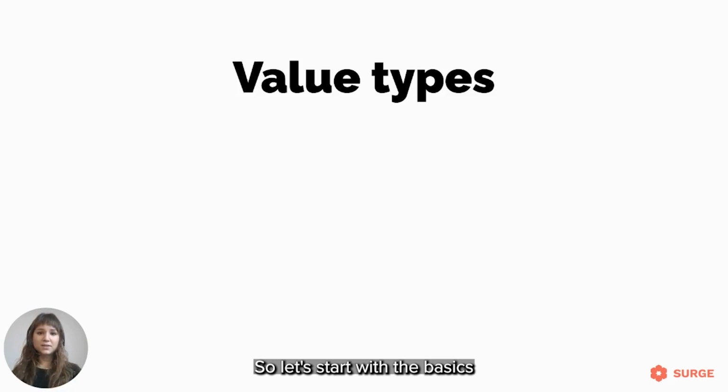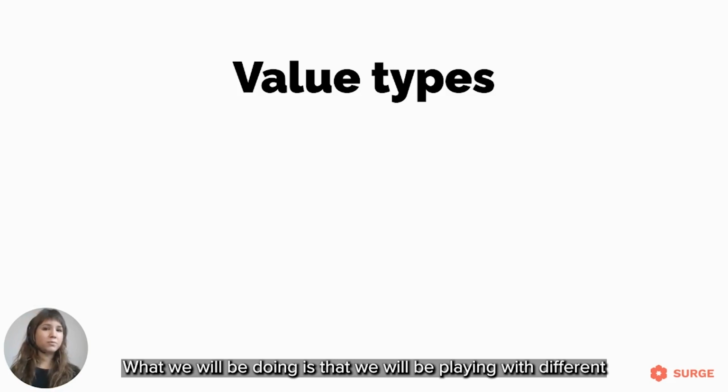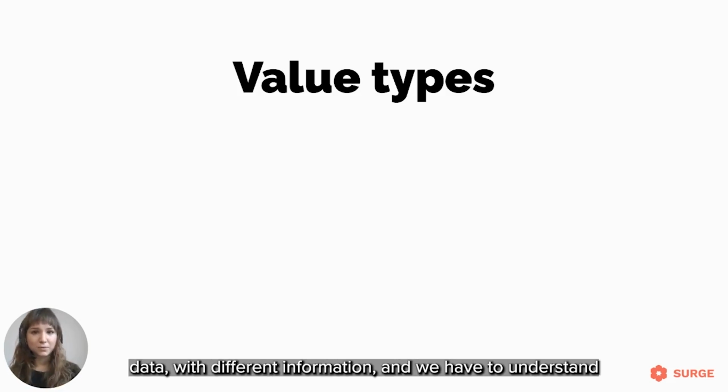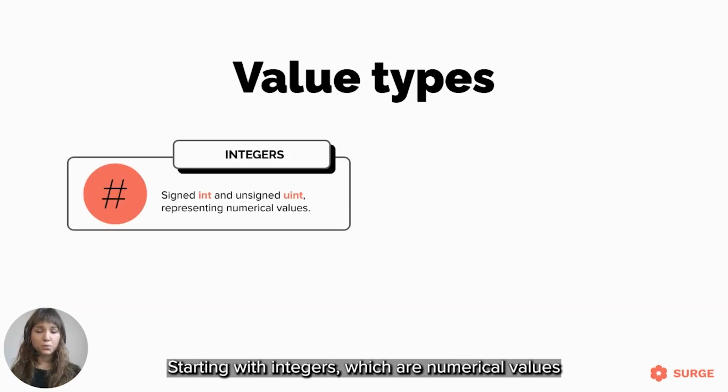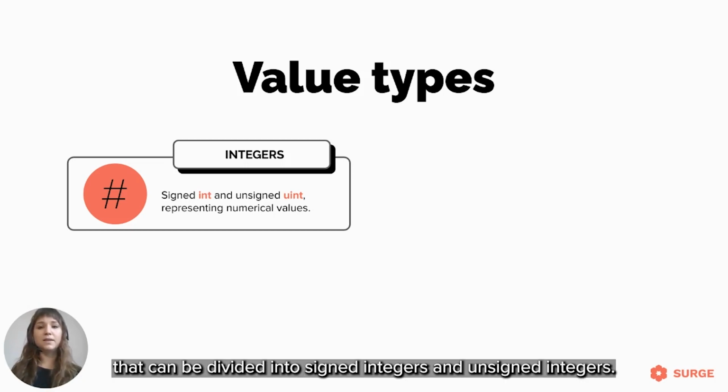So let's start with the basics and talk about the different value types. What we will be doing is that we will be playing with different data, with different information. And we have to understand how this information can be categorized in different groups. Starting with integers, which are numerical values that can be divided into signed integers and unsigned integers.